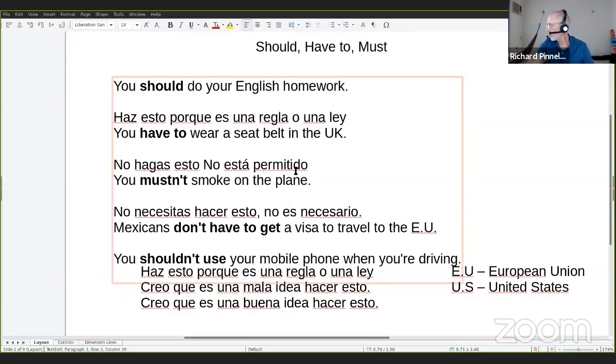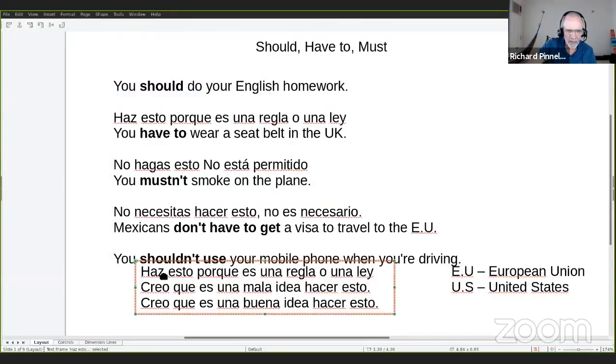Sorry, disculpen, mis perros están ladrando mucho. No no está permitido, está prohibido, es otra manera de decir eso, usando mustn't.